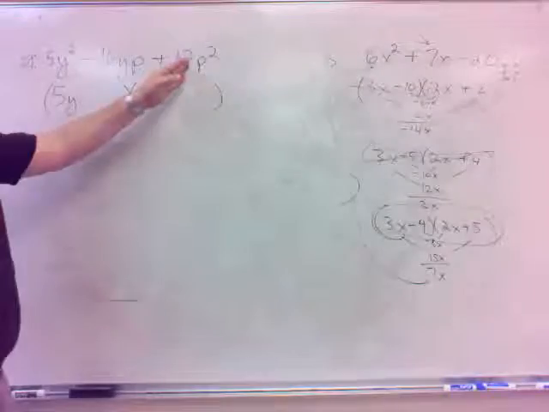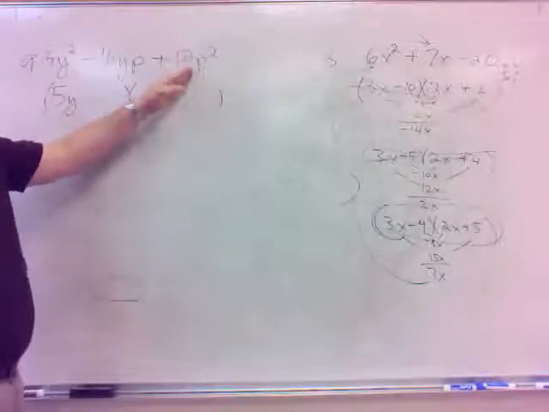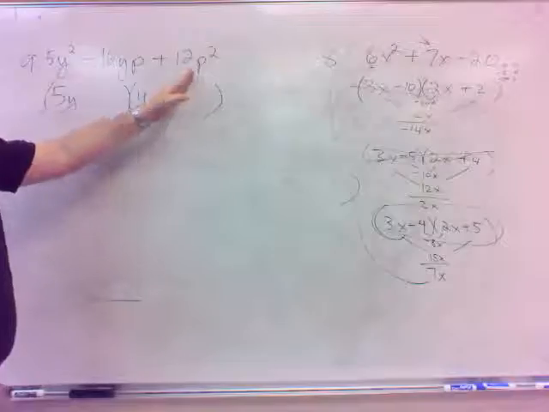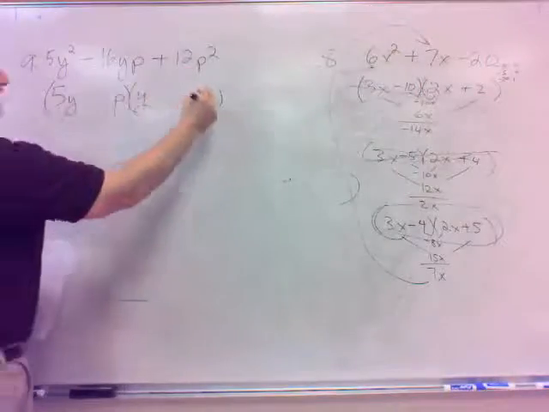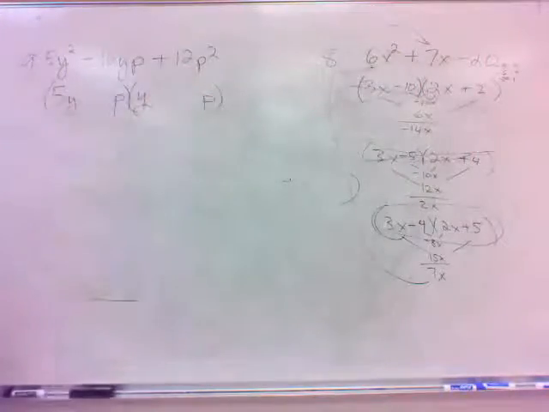Got 5y squared minus 16yp plus 12p squared. Number 9. Okay. Well, 5y squared, that's 5y and y. The 12p squared, well, that's for the p squared, I know we've got to have a p here and a p there. 12 is 3 and 4, 6 and 2.